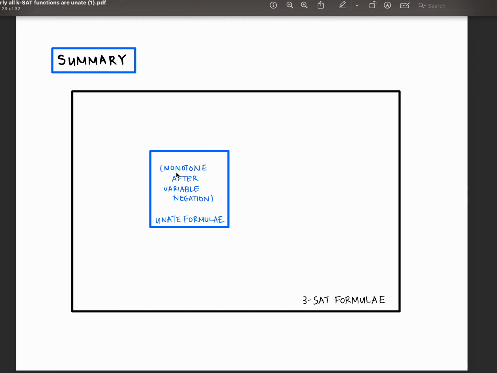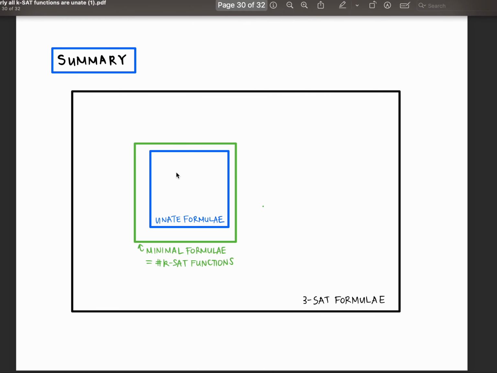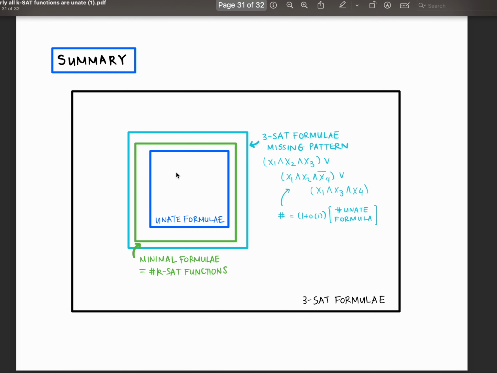So in summary, we have this set of 3-SAT formulas, and we have some small collection of unate formulas. We know that all the unate formulas correspond to distinct Boolean functions. And in fact, we know that the number of KSAT functions is controlled by the number of minimal formulas. And what we're able to show is that some slightly larger set, which is the number of 3-SAT formulas missing some short pattern, is in fact very close to this dark blue number of unate formulas.